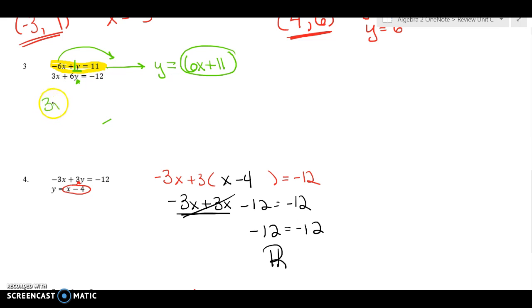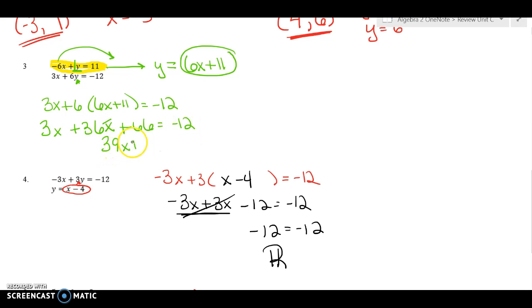So it'll be 3x plus 6 times 6x plus 11 equals negative 12. So I'm going to distribute, and I get 3x plus 36x plus 66 equals negative 12. So I get 39x plus 66 equals negative 12. I'm going to subtract 66 on both sides, and I'm going to get negative 78. And when I divide by 39, I get negative 2.